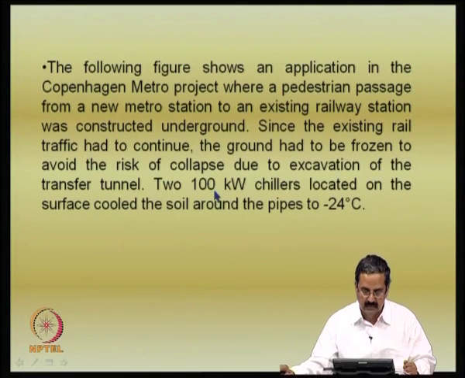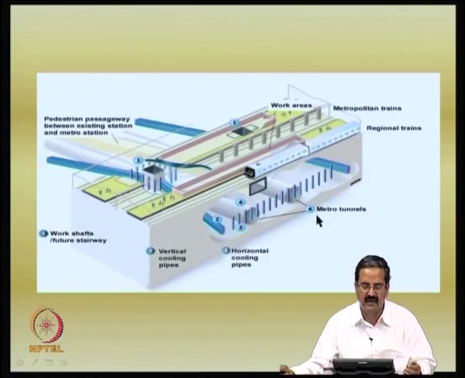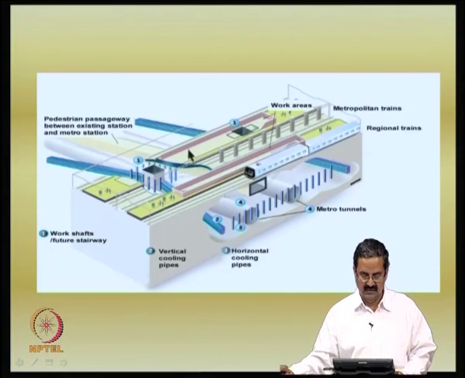So, 200 kilowatt chillers, which are cooling systems, located on the surface, cooled the ground to -24 degrees, and then it was effective. This is how it was done.